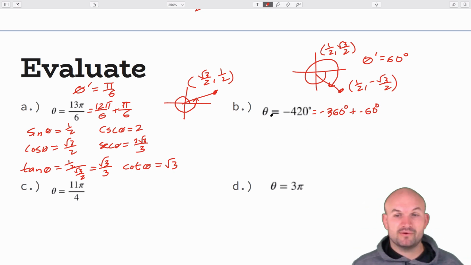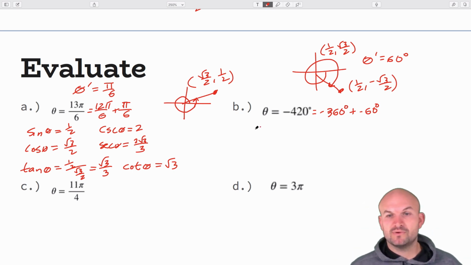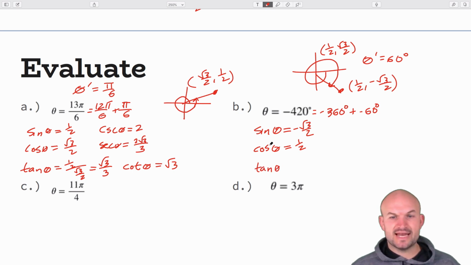So now let's evaluate the 6 trig functions from here. So we'll have the sine of, I don't want to write negative 420, so I'm just going to use theta. So the sine is going to be negative square root of 3 over 2. Cosine of theta is 1/2. Tangent of theta is now going to be sine over cosine, so now it's the flip version of that, which is just going to be square root of 3.